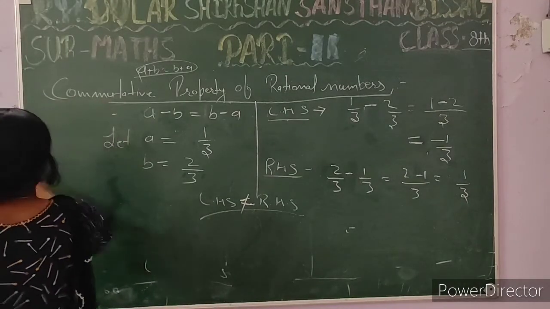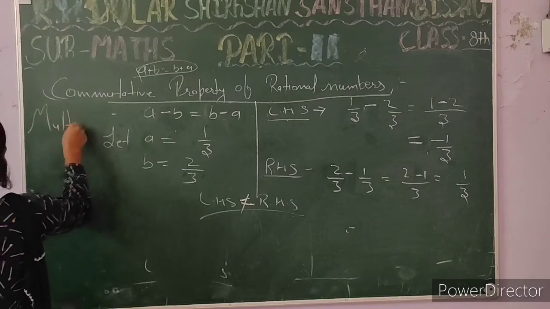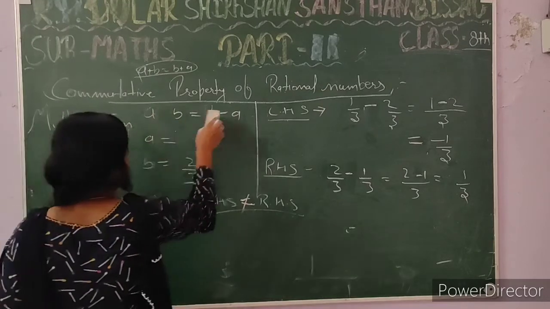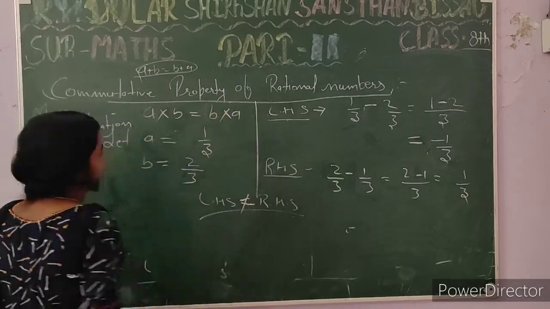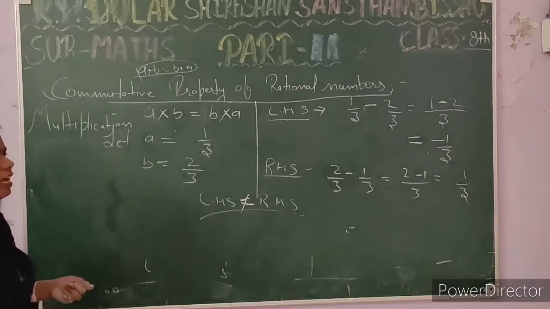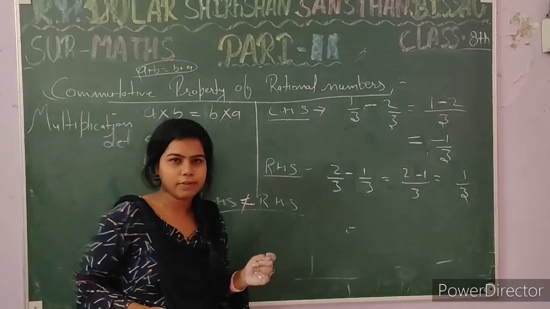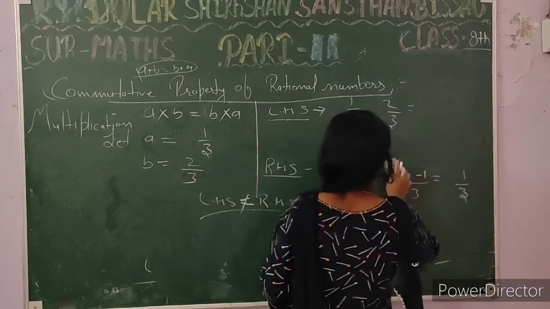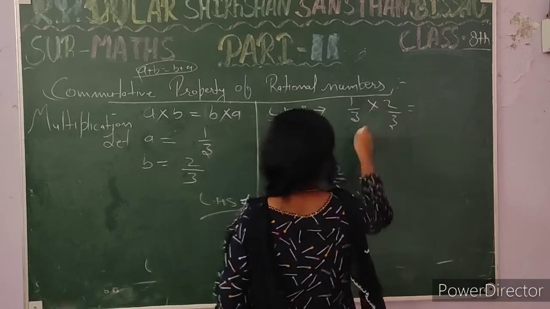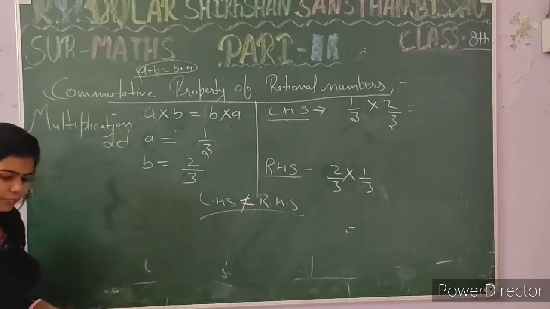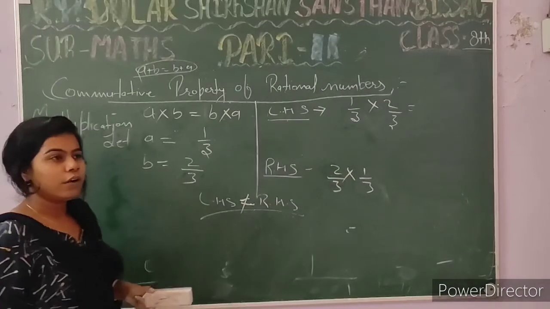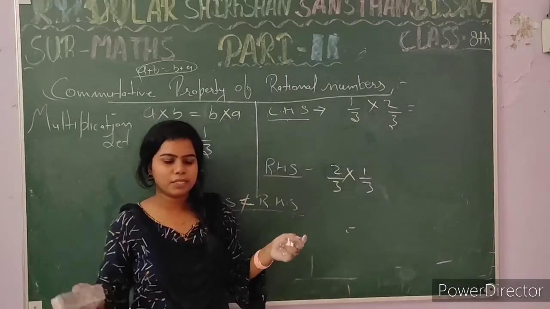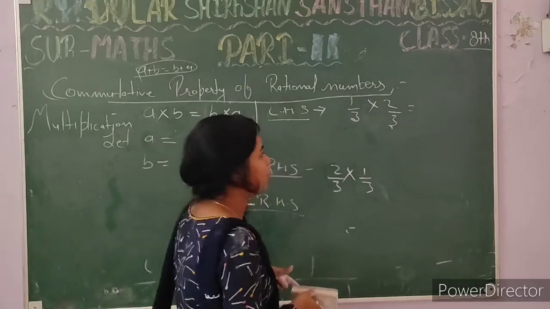Okay, then multiplication. Here I change the multiplication sign. Students, it means we will check whether the commutative property for rational numbers will be satisfied or not satisfied for multiplication. Here I write the multiplication sign. Students, I told you in the previous part about the multiplication of rational numbers, how we multiply two rational numbers and how we solve this type of question.